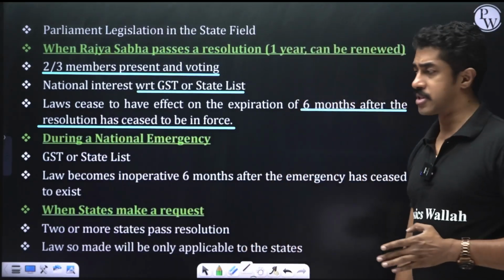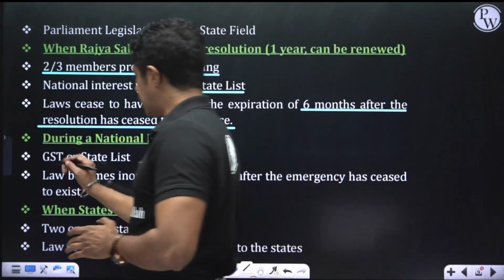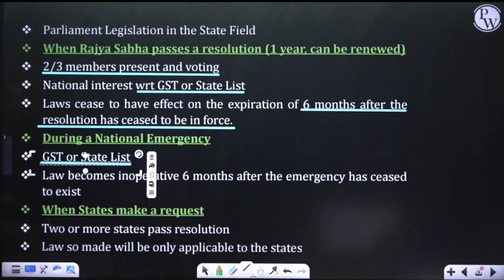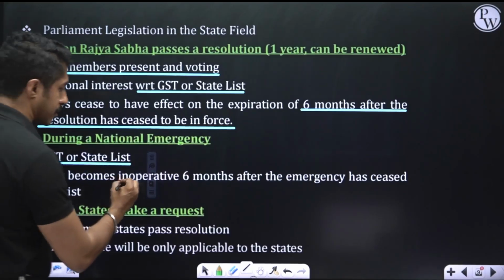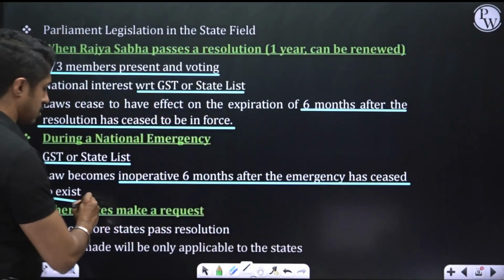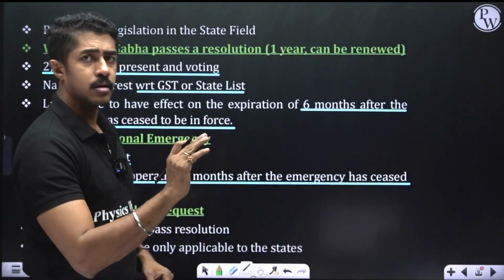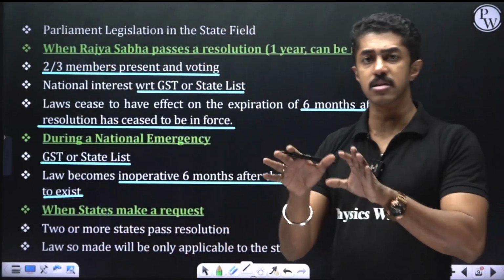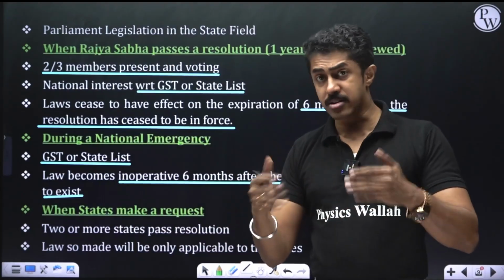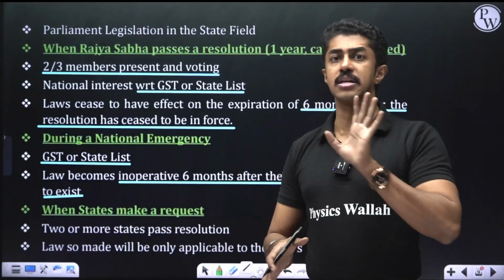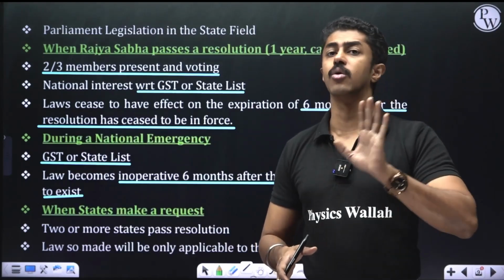During a national emergency, again, with regard to GST or any matter in the state list, Parliament can pass laws. The law becomes inoperative 6 months after the emergency has ceased to exist, automatically. So, whatever laws are passed by the Parliament during the time period of emergency, it is valid. Any act of omission or commission done during such a national emergency cannot even be questioned in a court of law.